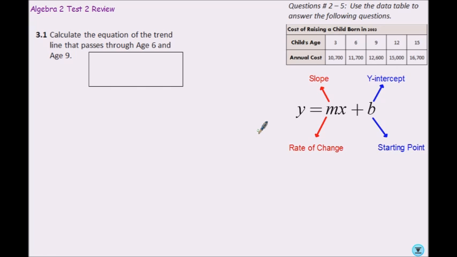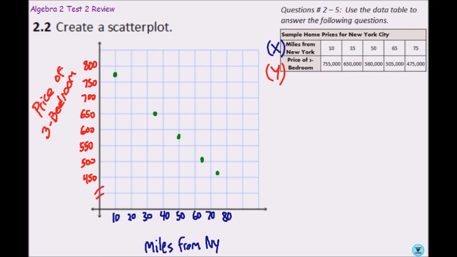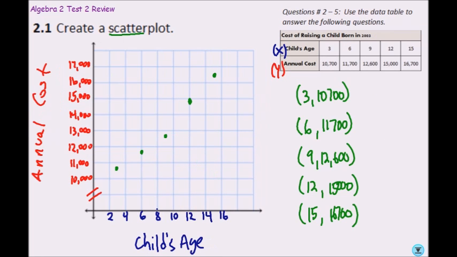Okay, so we've made our graph. So what we're going to do in number 3 is see if we were going to try to connect the dots, and let me go back to 2.1 here. So this is the age of a child and annual cost. If I were going to try to connect the dots, well, if I did a line, it wouldn't quite hit through all of them. But the question that I'm trying to figure out is, what could I do that would get maybe close to it?